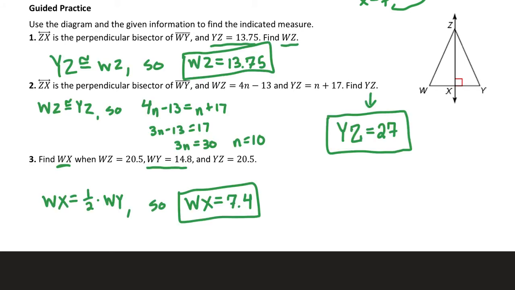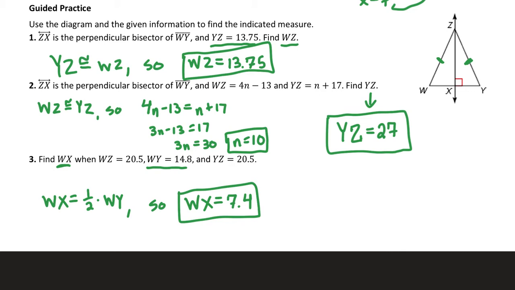Okay, so just to quickly explain, number 1, ZX is the perpendicular bisector of WY, so that makes YZ and WZ congruent. So it's just matching up those segments. WZ is just 13.75. And number 2, if ZX is the perpendicular bisector, that means that WZ and YZ are congruent again. So I can set those expressions equal to each other. I solved. I got n is 10. I substitute 10 into the expression for YZ. I get YZ is 27.